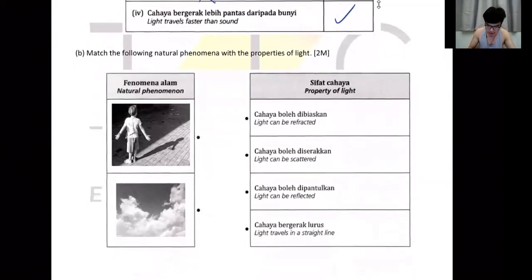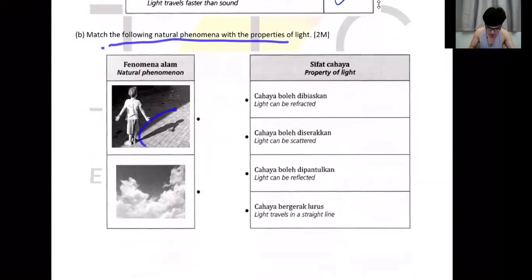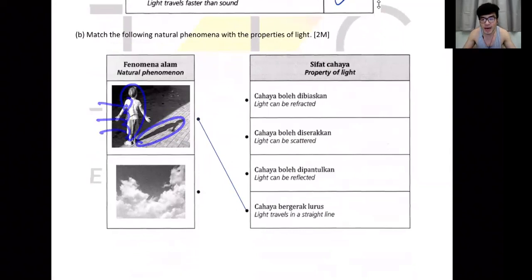Okay, so B, match the following natural phenomena with the properties of light. What do you see? Shadow, because light travels in a straight line. When they hit you, you don't allow light to go through. So when there's no light, there's darkness. Darkness is due to absence of light. When there's no light, you will see black.